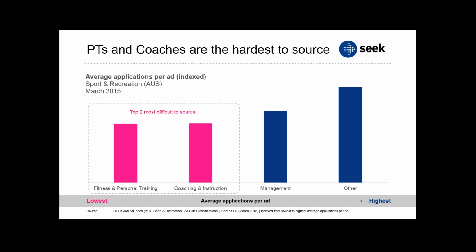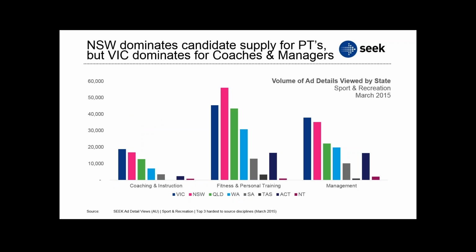So thinking about what you're going to do in your talent sourcing process right at the outset when you're taking that job brief is really crucial. Now, if you know that it's hard to find PTs and those coaching and instruction candidates, and even managers, sometimes these senior leadership positions can be really difficult to resource as well, then you probably want to start thinking, would I take candidates from my local area or would I consider candidates from interstate? And if that's the case, then you need to know where those candidates are.